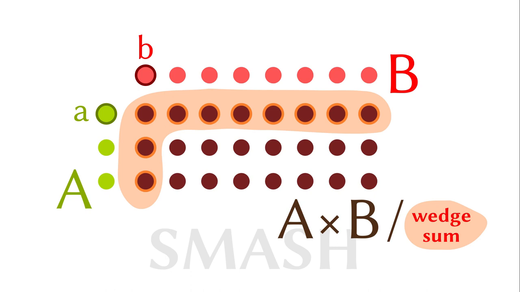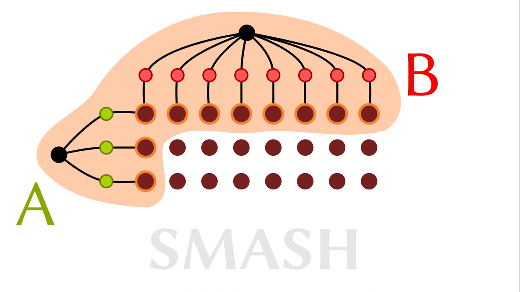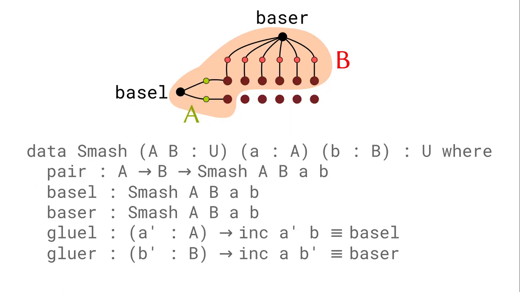The pairs matching the criterion are marked. It's basically all the points in the first row or the first column. These pairs are exactly the wedge sum of A and B. We want to squash them. One way to squash all these points is to add two extra points and some paths to connect everything. In ECDA, the two extra points are called base L and base R. The glue constructors give you the paths. We will see why smashes are useful, but let's move on first.